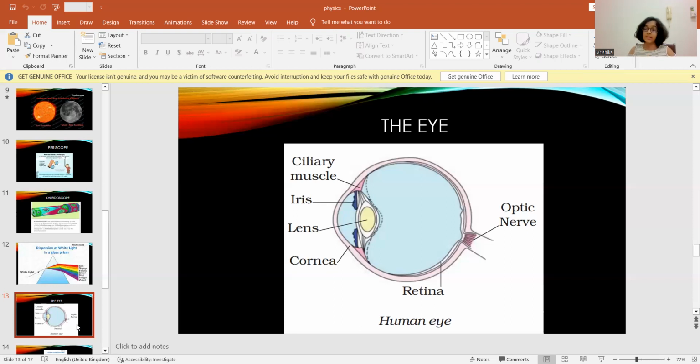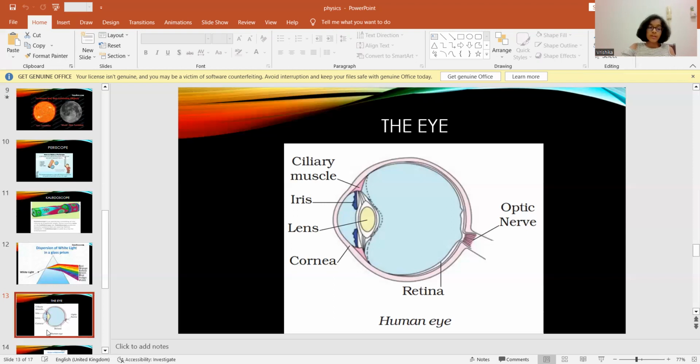Next one is the optic nerve. It sends messages to the brain. The retina collects messages from the eye and transfers it to the brain through the optic nerves. The lens is like the mirror in our eyes. It helps us process images.